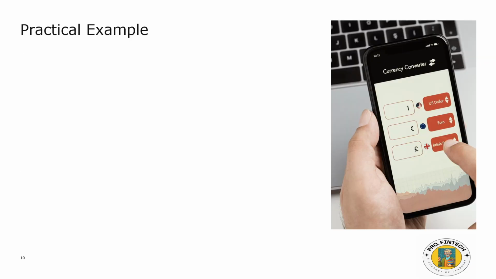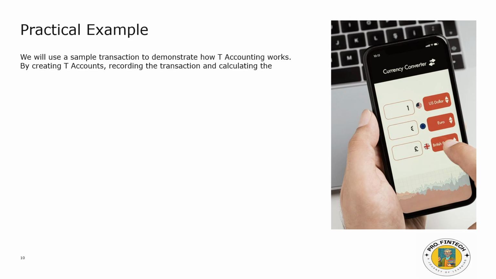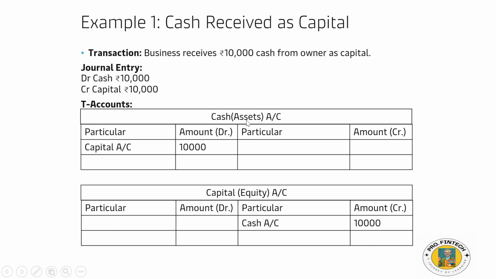Moving on to the practical examples, we will use sample transactions to demonstrate how T accounting works. By creating T accounts, recording the transactions and calculating the final balances, we can solidify the concepts we have covered so far. Let's deep dive with an example. First, cash received as capital. The business receives $10,000 in cash from the owner as capital. Capital received, so debit the cash account and credit the capital.